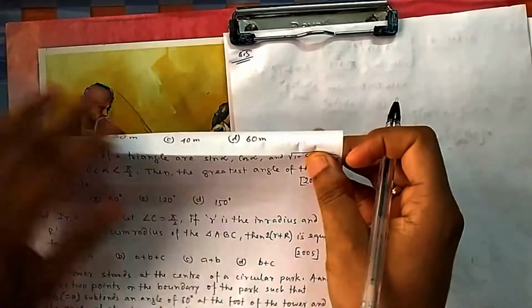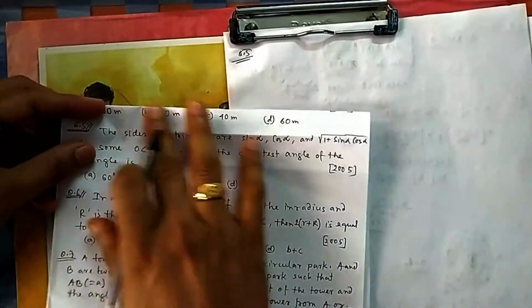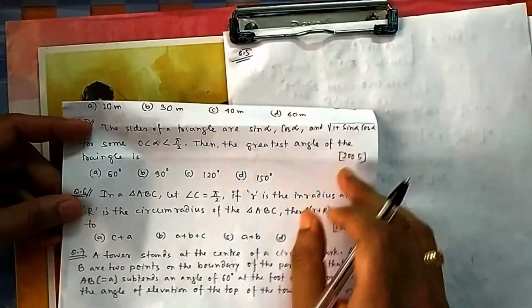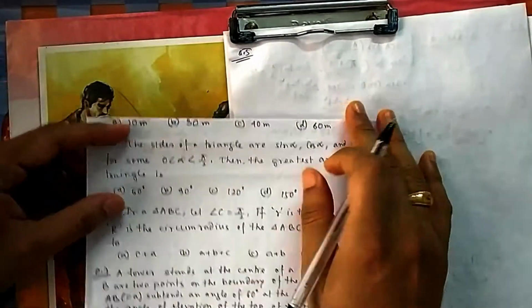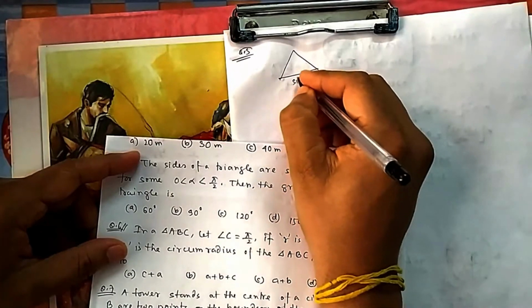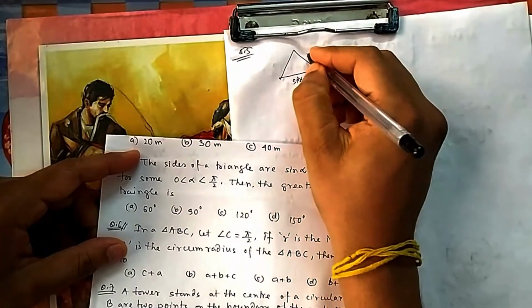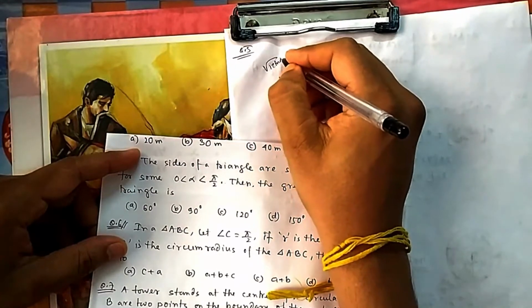If you see question number 5, the sides of a triangle are sin alpha, cos alpha, and 1 plus sin alpha cos alpha for some angle alpha. Then find the greatest angle of the triangle. Now you see which angle is the greatest angle. The sides are given; alpha is not an angle here. The length of this side is sin alpha, the length of this side is cos alpha, and the length of this side is 1 plus sin alpha cos alpha.